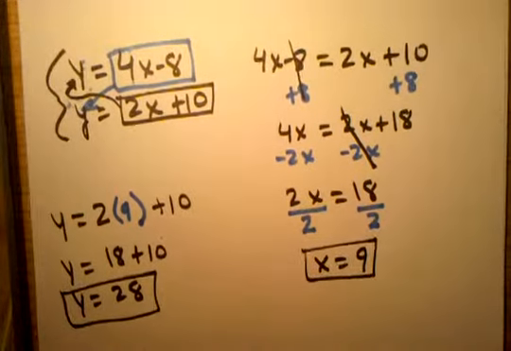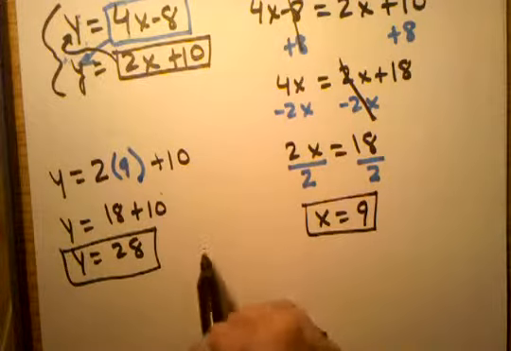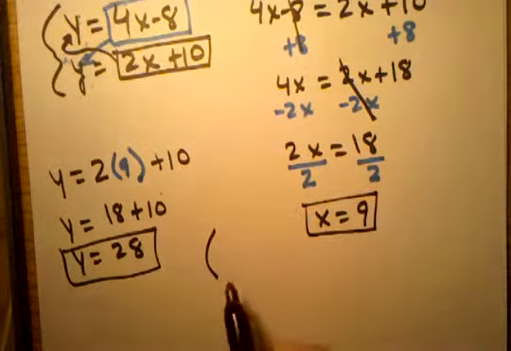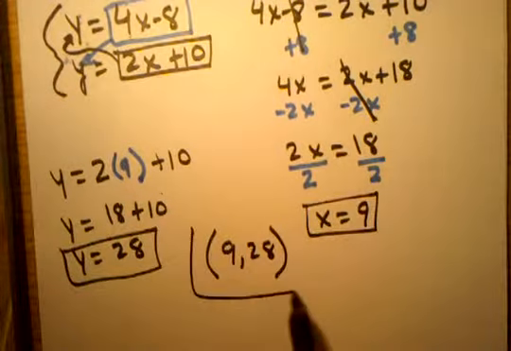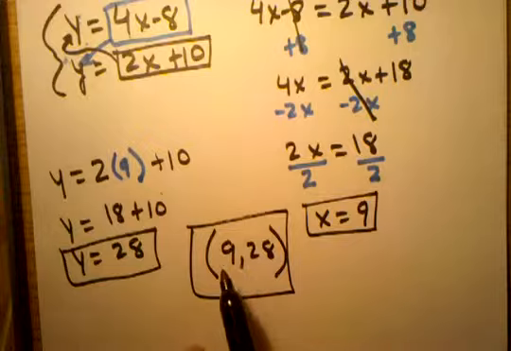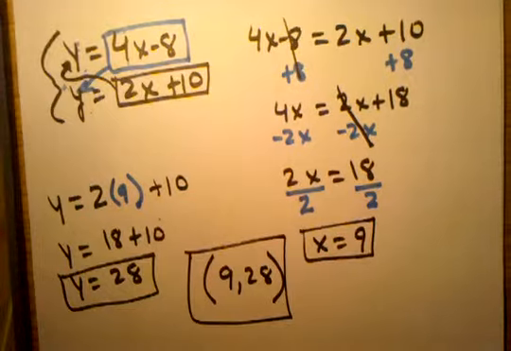So now that I have my two coordinates for the point, my actual solution for this system of equations is 9, 28. And this is the point that if I actually graph these two lines on the graph, this is the point where those two lines would cross through each other at that one point.